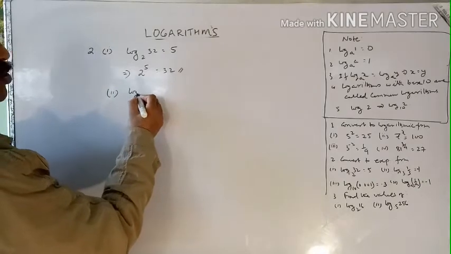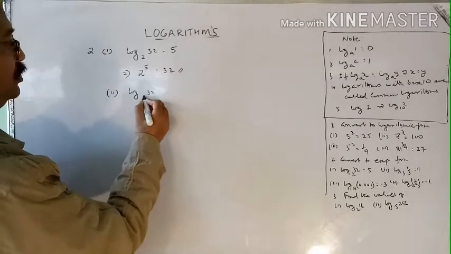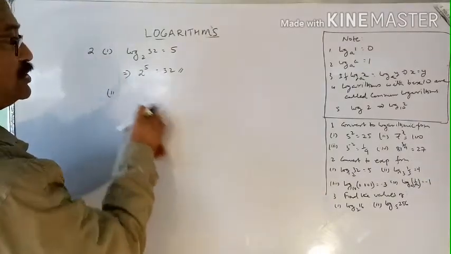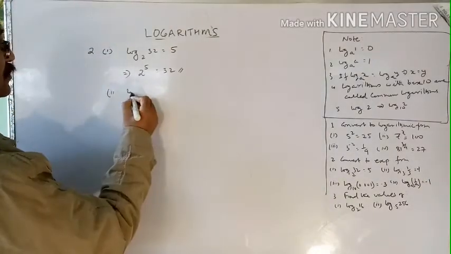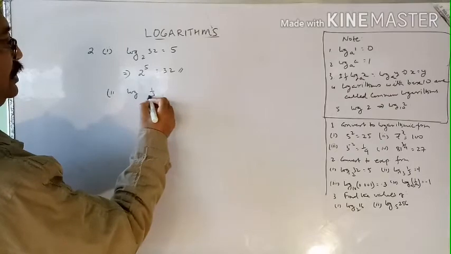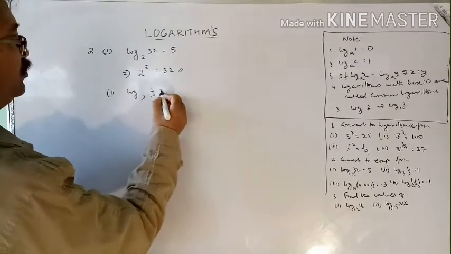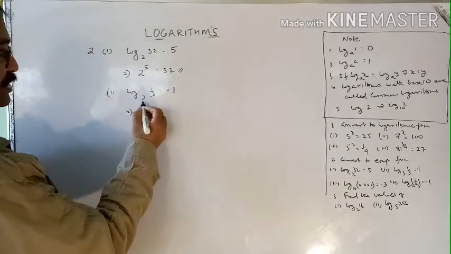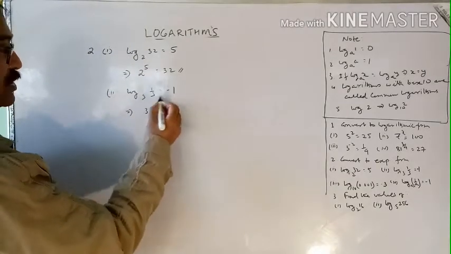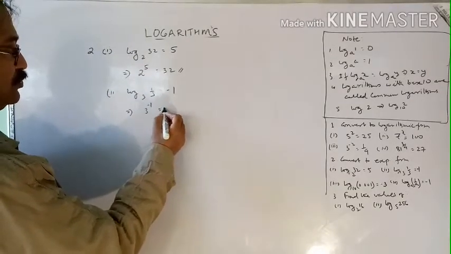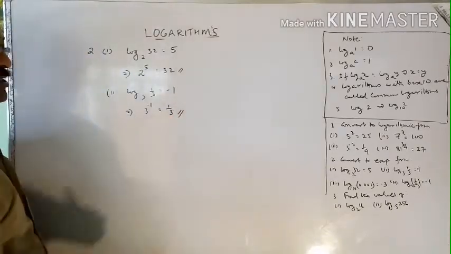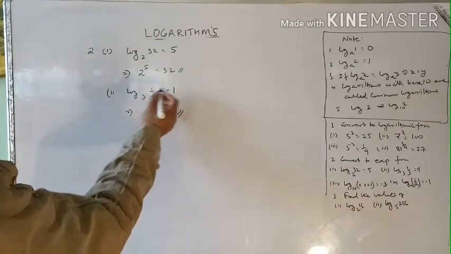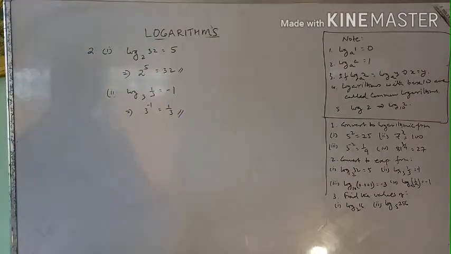Log of 32 to the base 2. Part 2 will take log of 1 by 3 to the base 3 is equal to minus 1. So base is 3, logarithm is minus 1, so 3 to the power minus 1 is equal to 1 by 3. So this is in exponential form. Remember, base we must make same and logarithm of any number is the exponent.